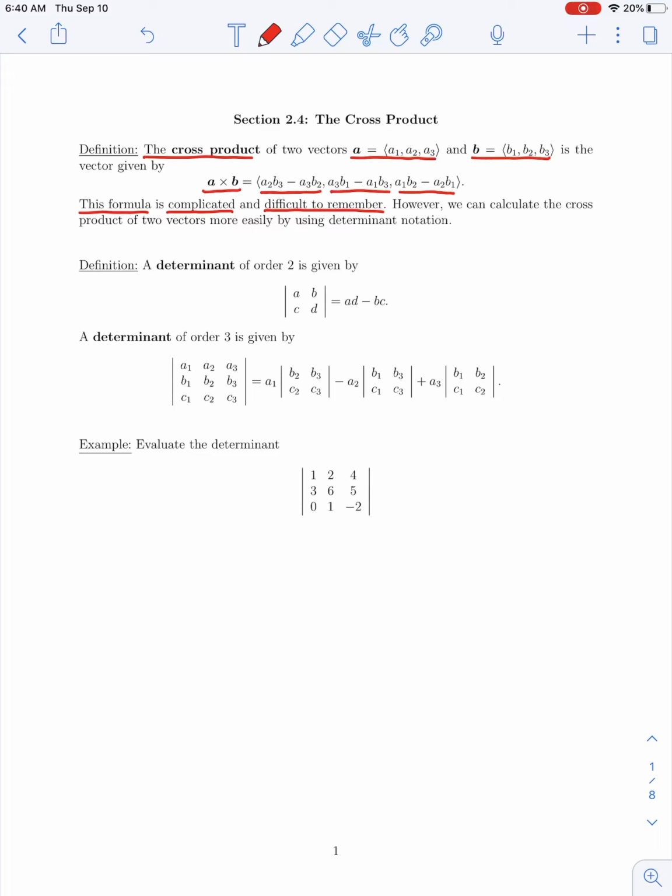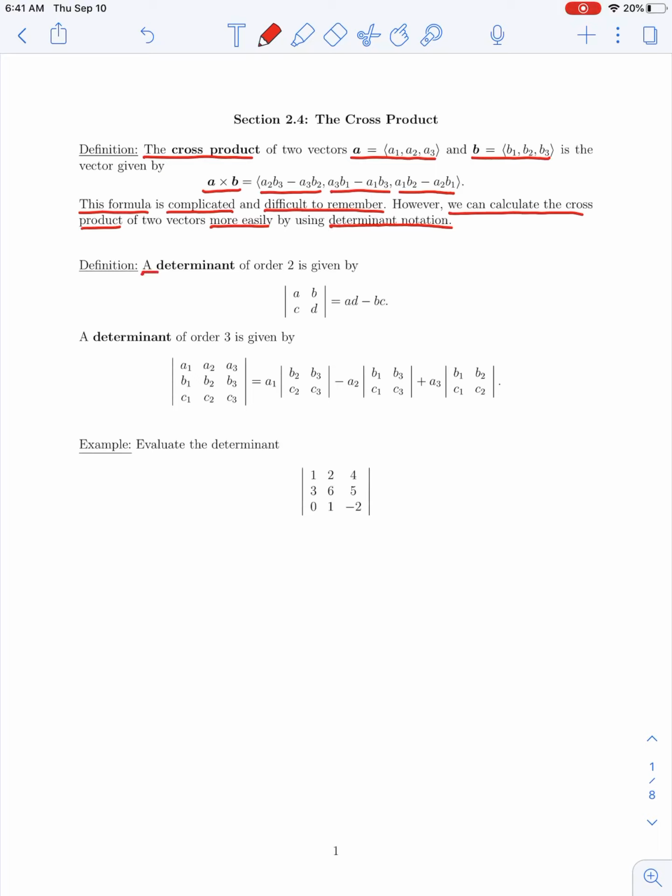But we can calculate the cross product of two vectors more easily by using a notation involving the determinant of a matrix. So let's introduce the idea of a determinant of a 2x2 or a 3x3 matrix and get a little practice with evaluating these determinants. And then we'll introduce another notation for the cross product of two vectors, which will make this formula much easier to remember.